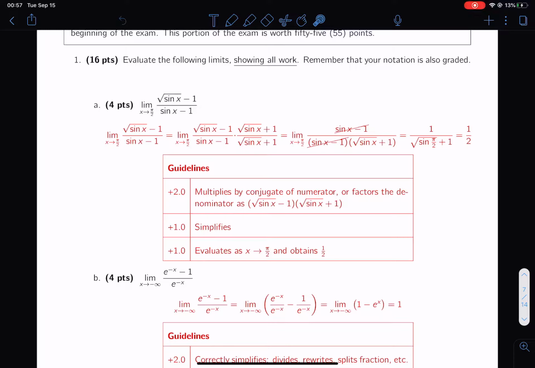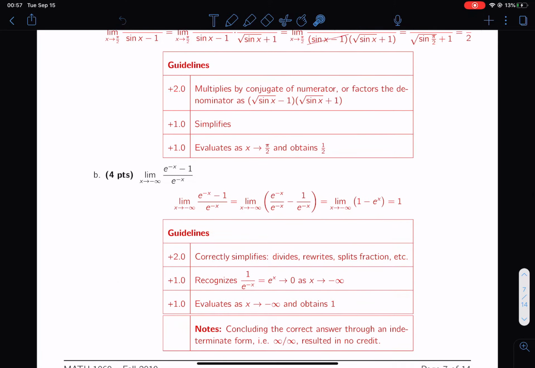So we are going to use the trick of multiplying by the conjugate. If we multiply by the conjugate, the square root of sine of x plus 1, you can see for the numerator, we have only sine of x minus 1 left. Then this term can be cancelled. Then we are done.